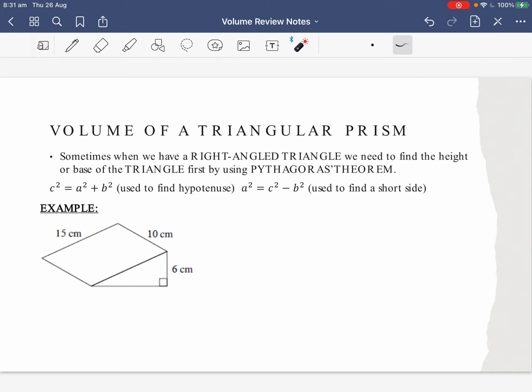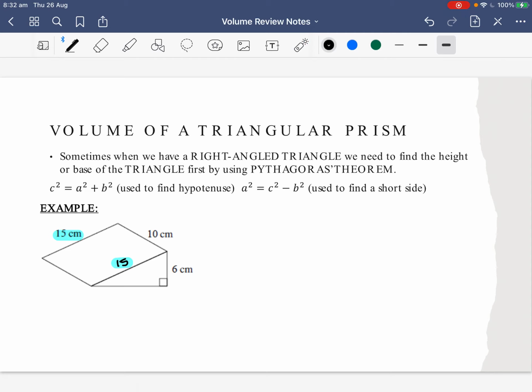If we look at our example here, we know that this length here is 15, and that is because this length here is 15 and they are the same. We know that this length here is 6, which is the height of our triangle, but we do not know the base of our triangle. So this 15 is kind of irrelevant when it comes to finding the volume of our triangular prism.